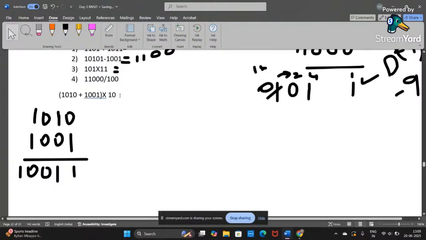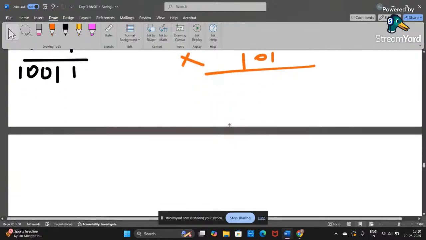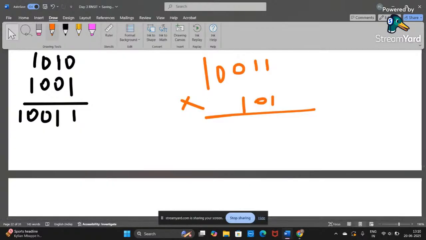Instead of 10, it is very simple. When you multiply with 10, that is 1, 0, it is just added with 0. That's all. The final answer will be 1, 0, 0, 1, 1, 0. Instead of 10, let us take it as 1, 0, 1. Now the addition of this binary number is 1, 0, 0, 1, 1. Now we need to multiply this with 1, 0, 1.